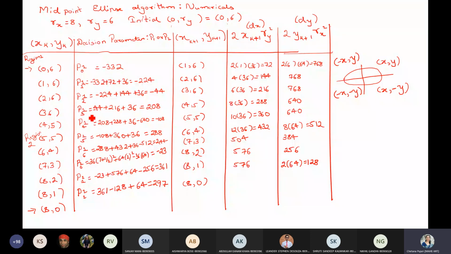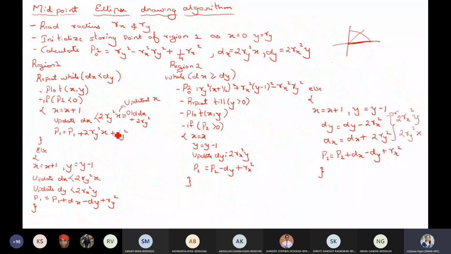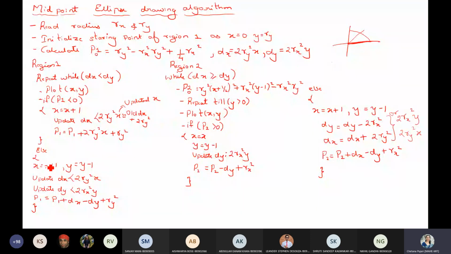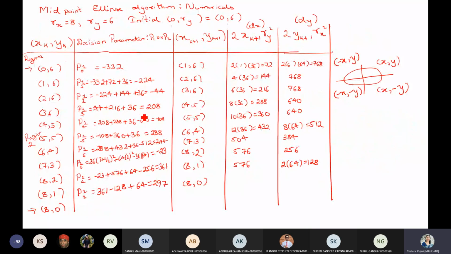Again, in the third iteration, you are going to make use of P1, which is nothing but minus P plus whatever our equation is, right? We have our equation here, so you are going to substitute this. You will get 208. Okay, it's a positive value. So when it is a positive value, you are updating your x and y both. So x is x plus 1 and y value is y minus 1.